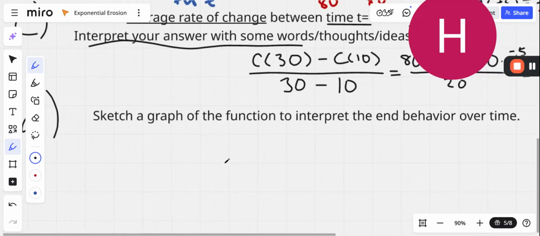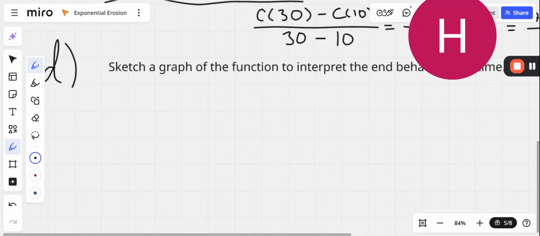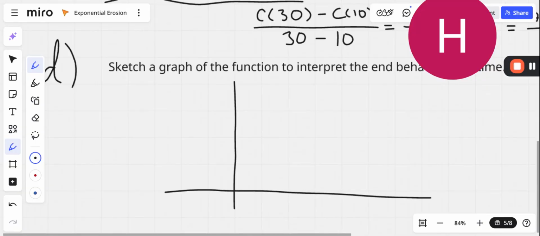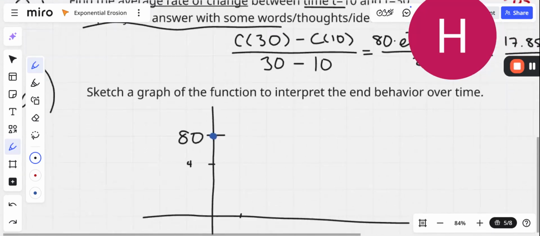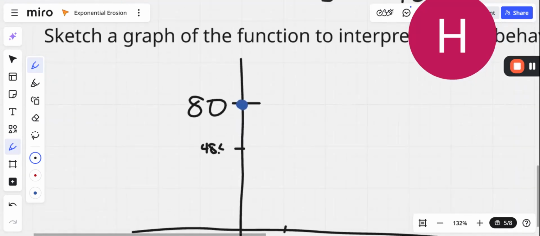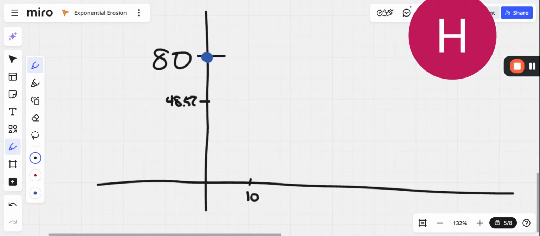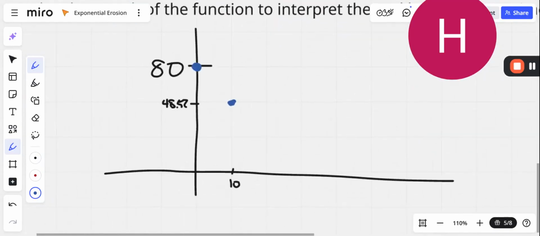We want to sketch a graph and then interpret the end behavior over time. Now, I kind of hinted at that, but I do want to put some accurate values on the graph. I want to put 80 because that was the starting amount. And then I want to put a couple of these amounts that we had at 10 minutes. We still have about 45, or was it 48? Sorry. It was about 48.5. We're going to say that happened at 10 minutes. And then we know it's at like 17.85 way later at about 30 minutes.